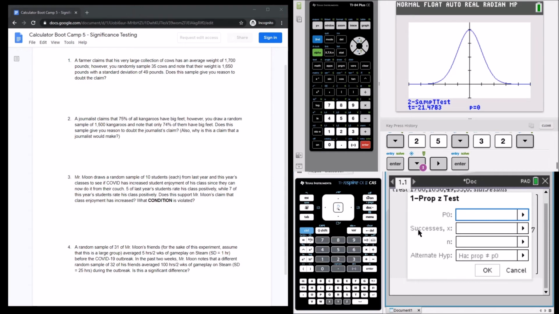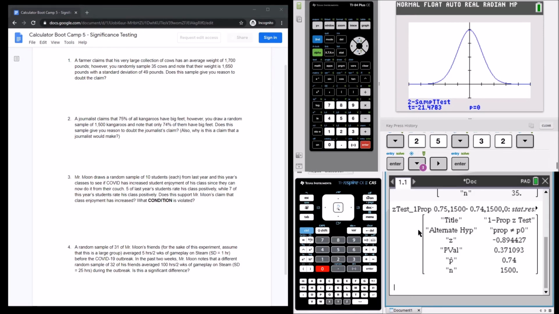Okay, now the assumed proportion is 0.74. Sorry, 0.75. Confusing myself. Out of 1,500 kangaroos, 74% were successes. So I'm just going to use that expression to model that right in the calculator. And the number of kangaroos in my giant sample was 1,500. By the way, that's absurd. That's a huge number of kangaroos to survey for this study. We were not given a direction, so I'm just going to say again that the proportion is not equal to the claimed proportion, and we'll roll that through.